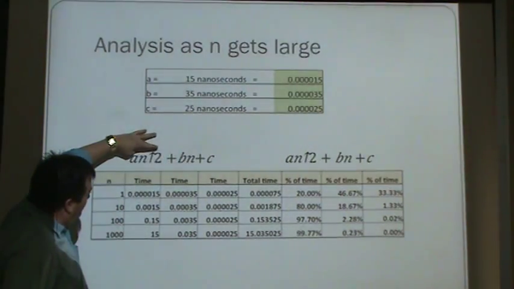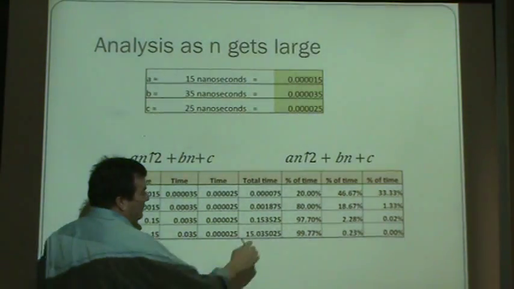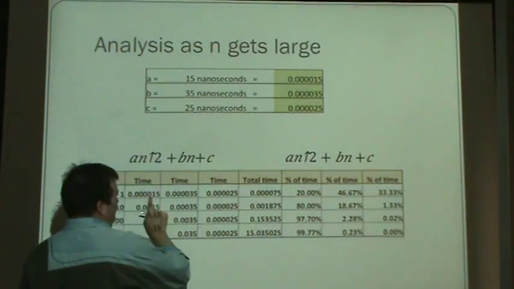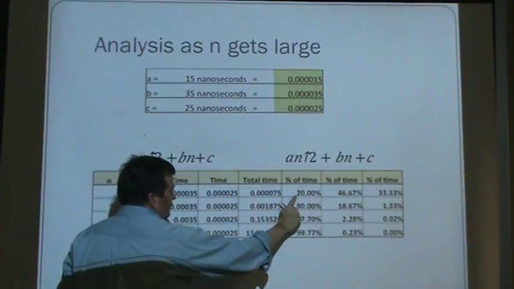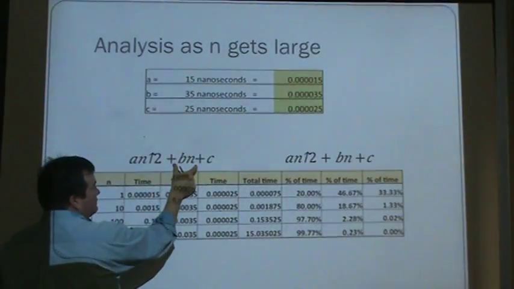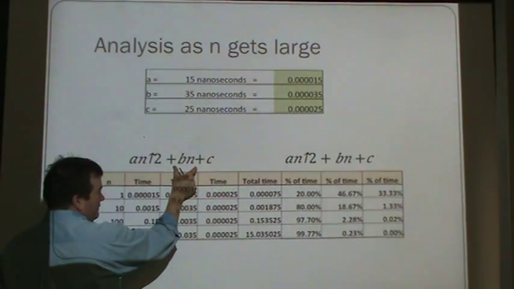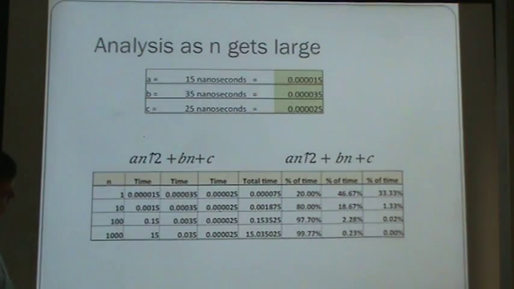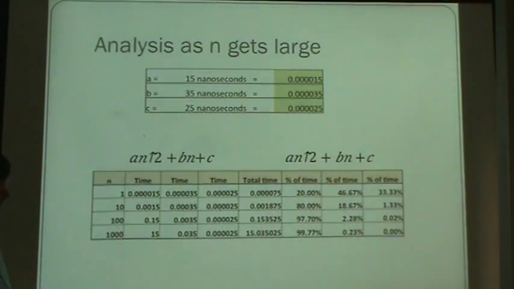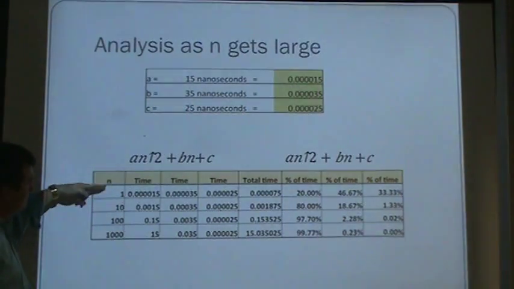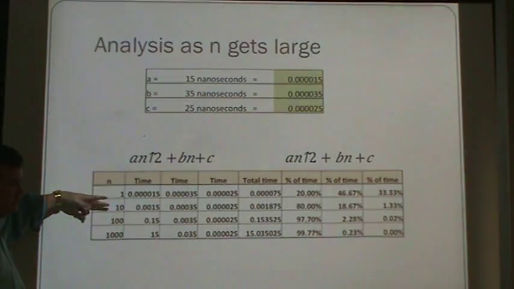This part of your algorithm takes up, so I basically just did this in Excel. I just said what percent is this number of this number. So 20% of your algorithm is done here. 46% of your algorithm is done here, and 33% of your algorithm is done here. Hopefully that adds up to 100. Okay, now, does anything change as the array gets bigger? Well, let's run the same algorithm, but an array of size 10.